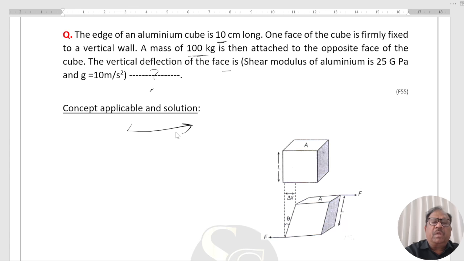Concept applicable and solution. First I will discuss a certain concept. Modulus of rigidity.